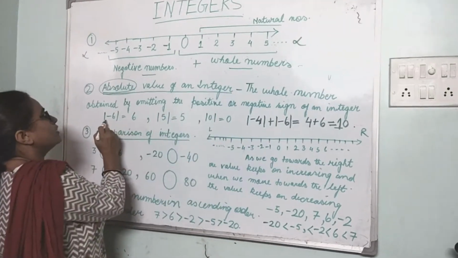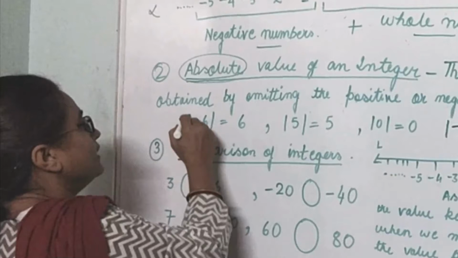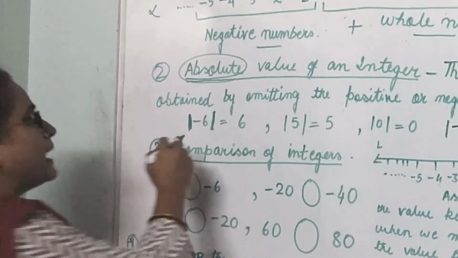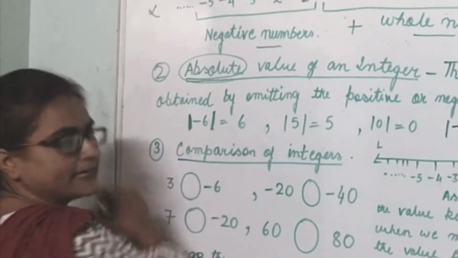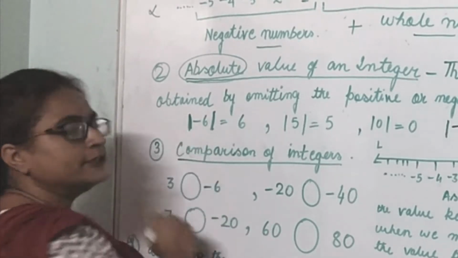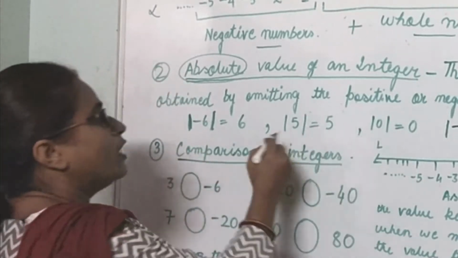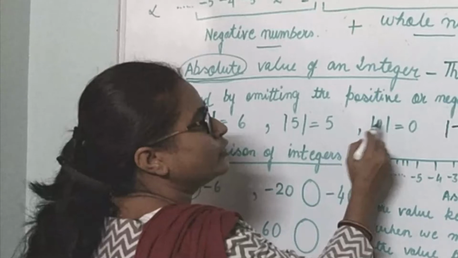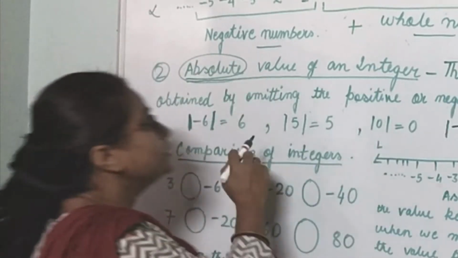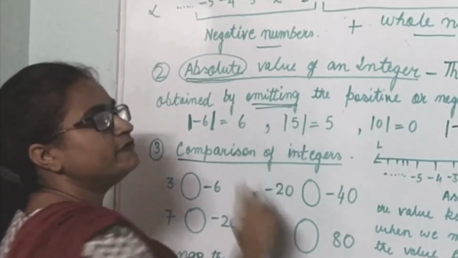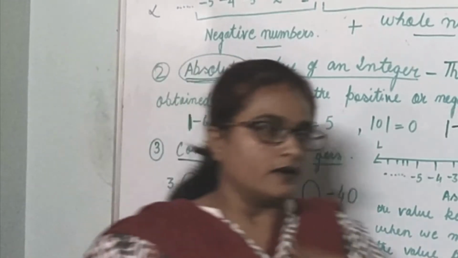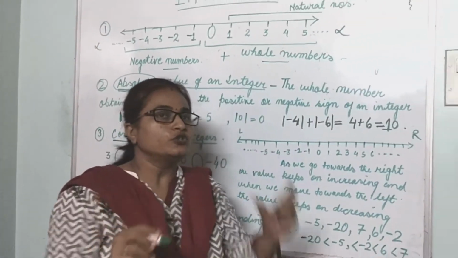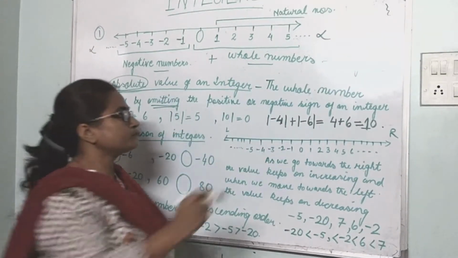Now, what is the absolute value of minus 6? The absolute value of minus 6 is 6, because we are not considering the negative sign. The absolute value of 5 is 5. The absolute value of 0 is 0. So when we are not considering the sign, we are only considering the value. That is the absolute value.